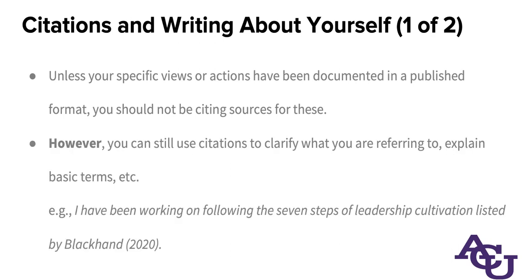Now, if you are using citations to clarify what you're referring to, or to explain a term or how you're using it, that's certainly fine. But just keep in mind how it's used in the sentence and whether it's clear that the citation is for a particular piece of information. For example, I have been working on following the 7 steps of leadership cultivation listed by Blackhand 2020. Oh yeah, it's identifying the 7 steps, there's a source, Blackhand 2020.